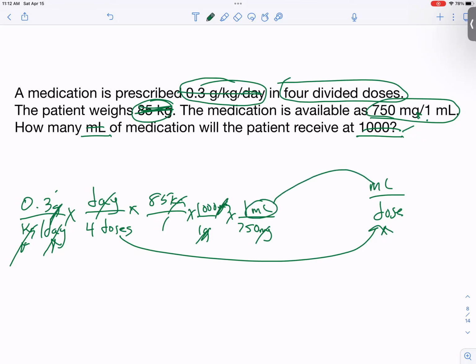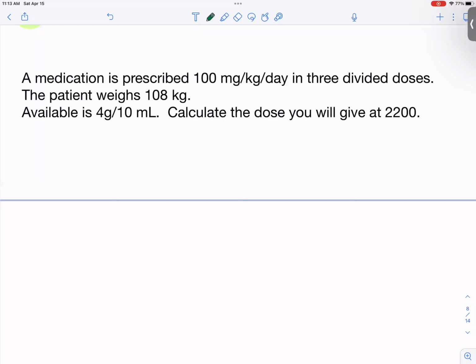And then it's gross math. So we're going to do the long math over 3,000. And that will give me 8.5 milliliters. 1 to 10, I round to the tenths. And that's for every dose I give. Beautiful. All right, go ahead and try this one.